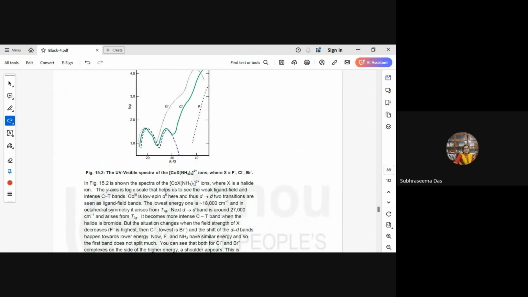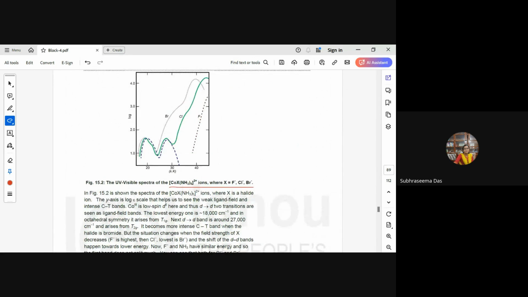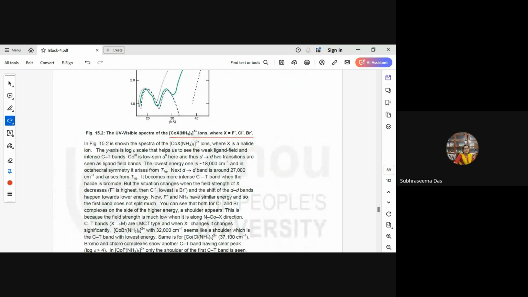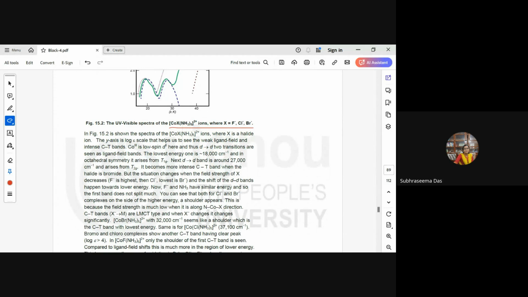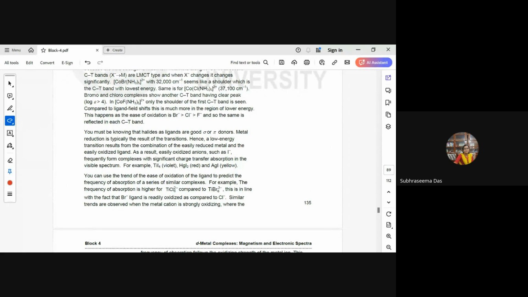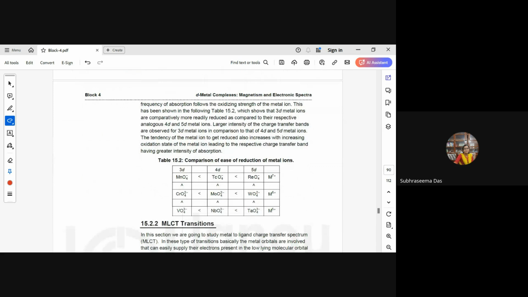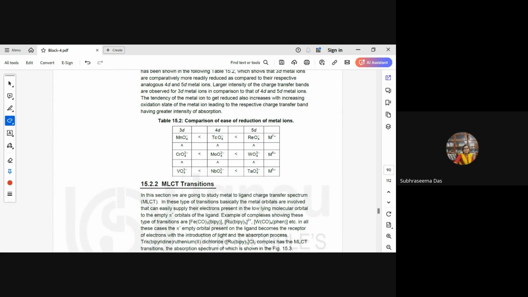Here the UV visible spectrum of cobalt 2 plus has been shown, and we see a very intense spectrum. In figure 15.2, the spectrum of this ion is shown. Depending on the type of halide ligands complexed with the metal, the epsilon value, that is the molar absorption coefficient, can vary, and the intensity of the coloration can also change.